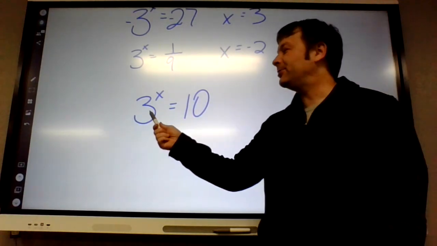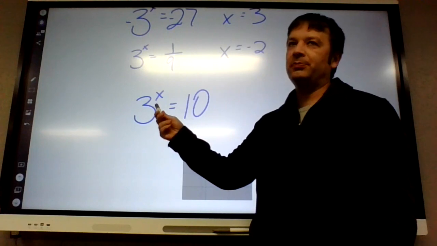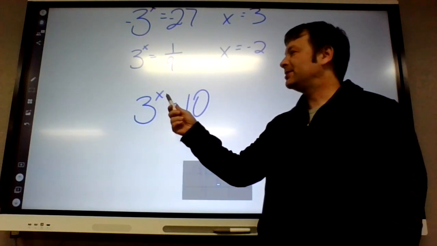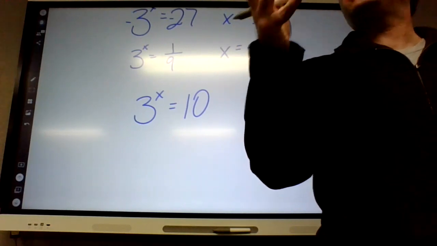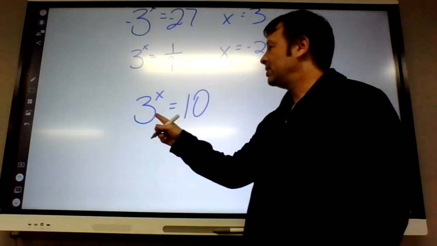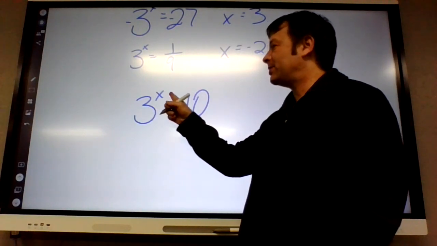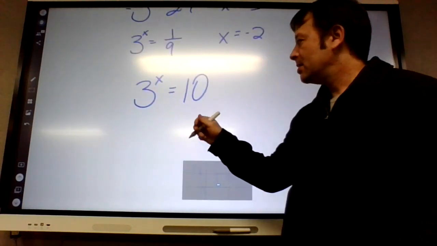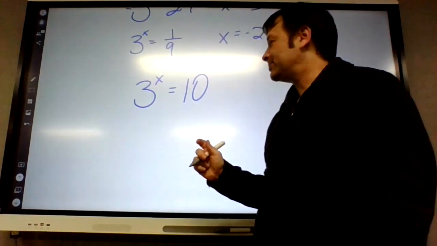Well, I don't know exactly what it is, but I know it's going to be a little bit bigger than 2 because 3 squared is 9, right? So the answer we should expect is about 2.2 or something. It's a little bit bigger than 2. 3 to the third is 27, 3 to the second is 9, so it's probably 2.1, okay? But how do we figure out exactly, as exactly as we can?